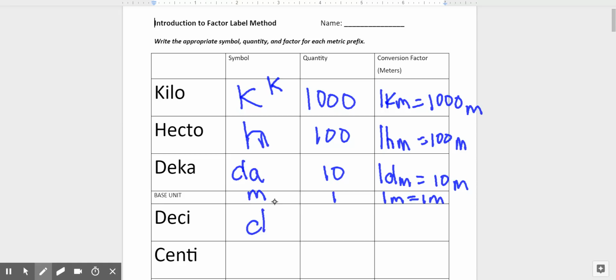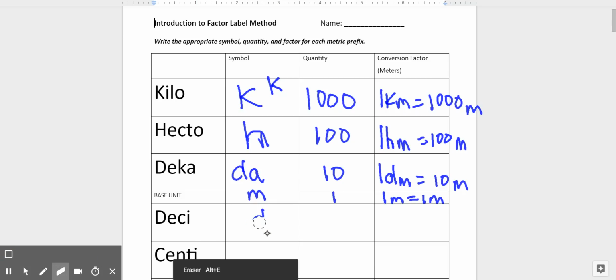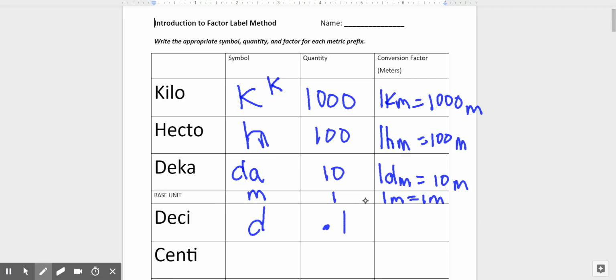Deci, lowercase d. Make sure that you recognize the difference between deci and deca. Deca is dA, deci is just a lowercase d. The quantity is 0.1. 1 decimeter equals 0.1 meters. Centi is C. The quantity is 0.01. 1 centimeter equals 0.01 meters.